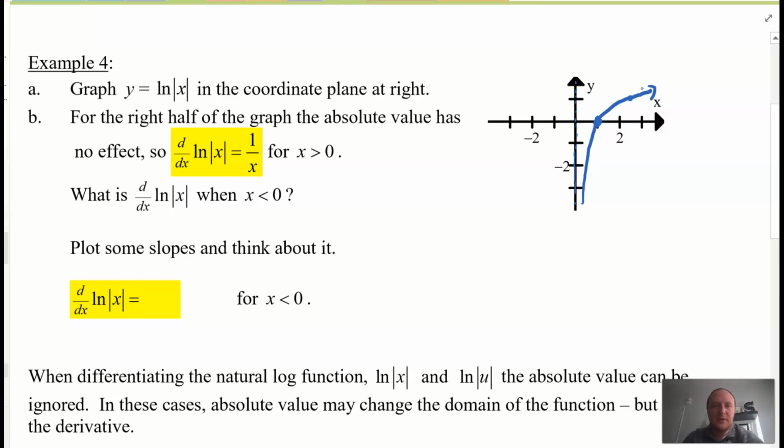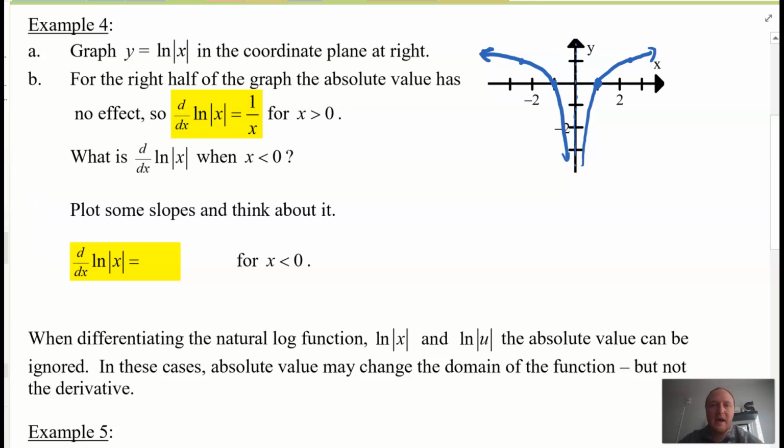Okay, now remember with these transformations, since it's the absolute value of x, the left side goes away, right? Well, look at all of our negative domain values. There's nothing there anyway. And then all we do is just mirror it. So our function is going to be mirrored over here. Here's our graph, okay? And they say for the right half of the graph, the absolute value has no effect, okay? So for your domain values, x is greater than 0, your derivative is going to be 1 over x.